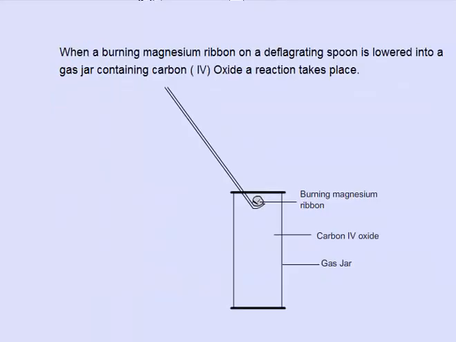When a burning magnesium ribbon on a deflagrating spoon is lowered into a gas jar containing carbon 4 oxide, a reaction takes place.